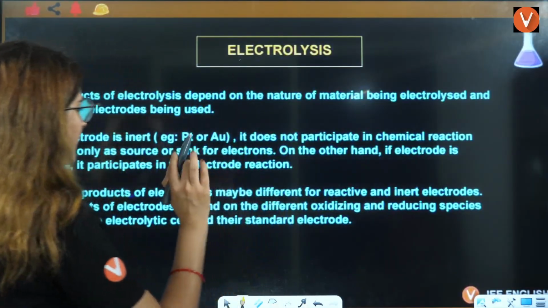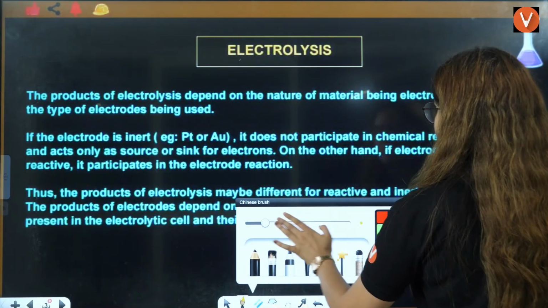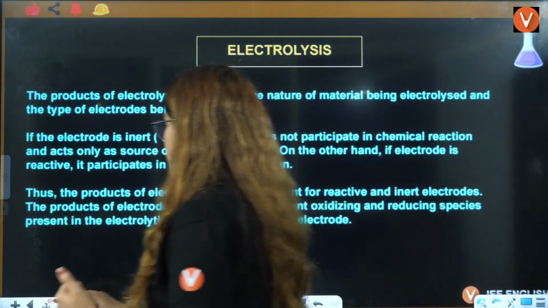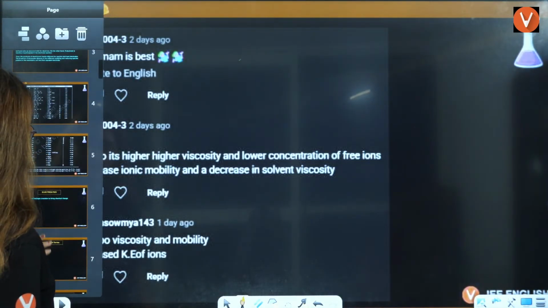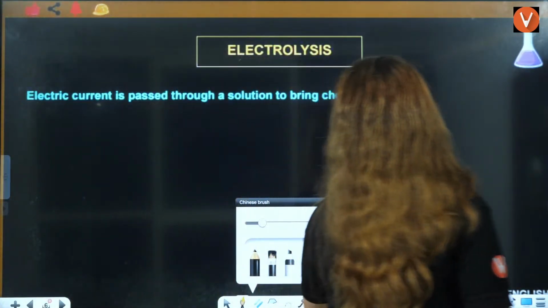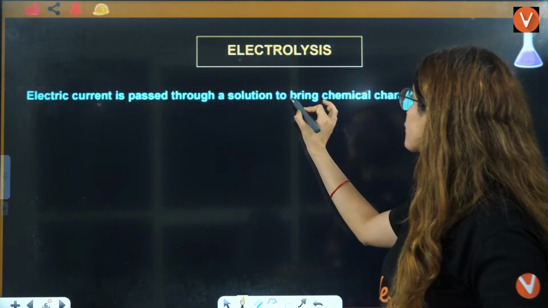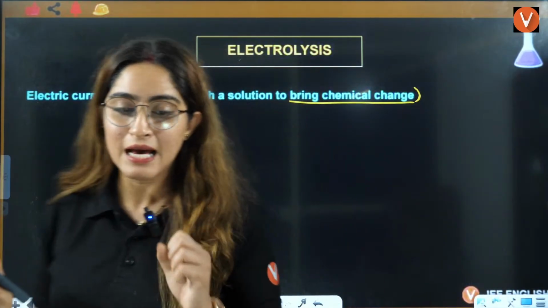And the first thing is we need to talk about the product of electrolysis. For that, what exactly is electrolysis? If someone asks you what exactly is electrolysis, electrolysis is when electric current is passed through a solution to bring a chemical change. That is called electrolysis.